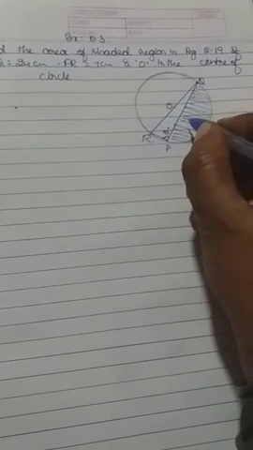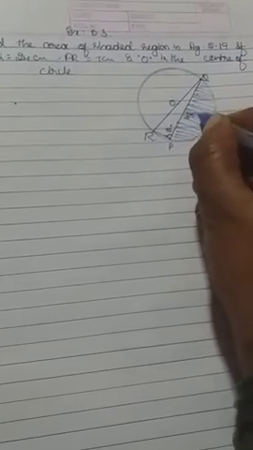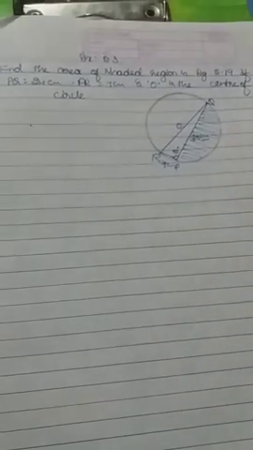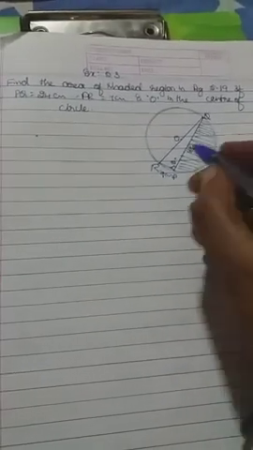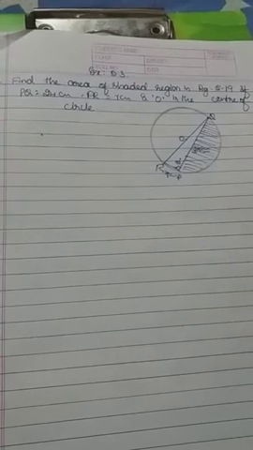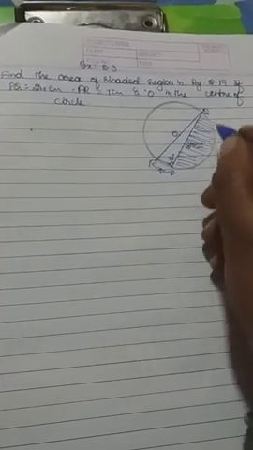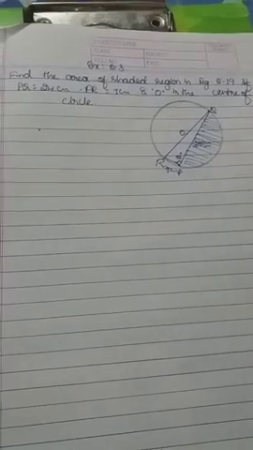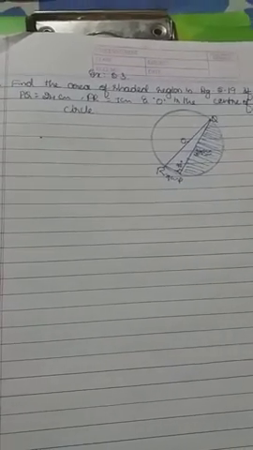This is the 24 centimeter. How much is it? 24 centimeter. And PR, this is the PR, it is 7 centimeter. Okay. And O is the center of the circle. We want to find the area of this shaded portion, I mean this shaded region. Yes, let us know about that.